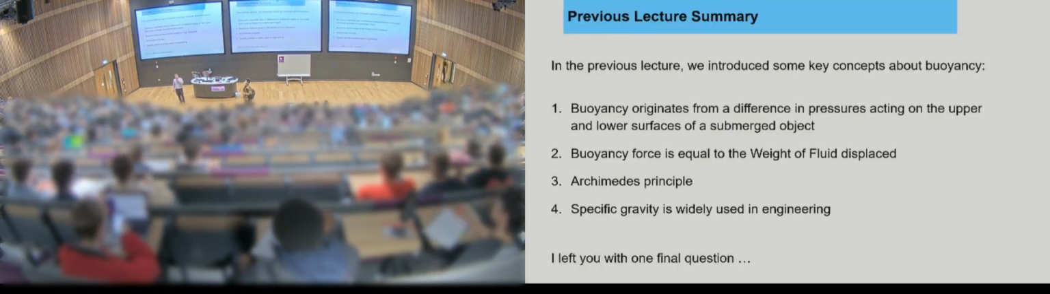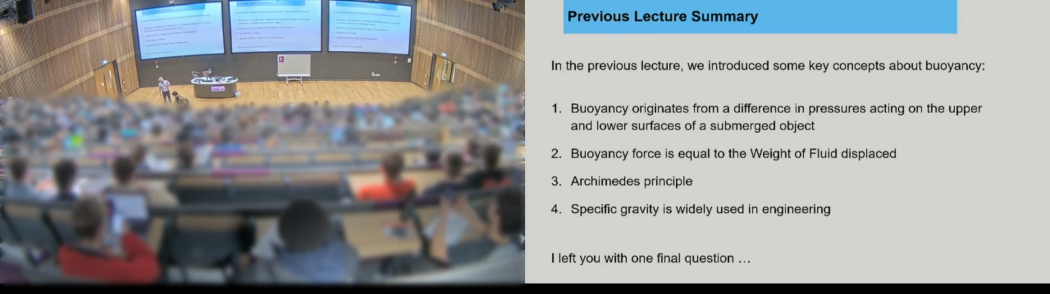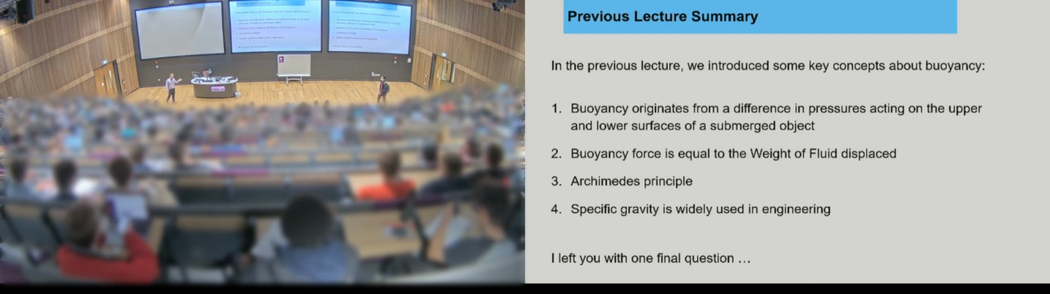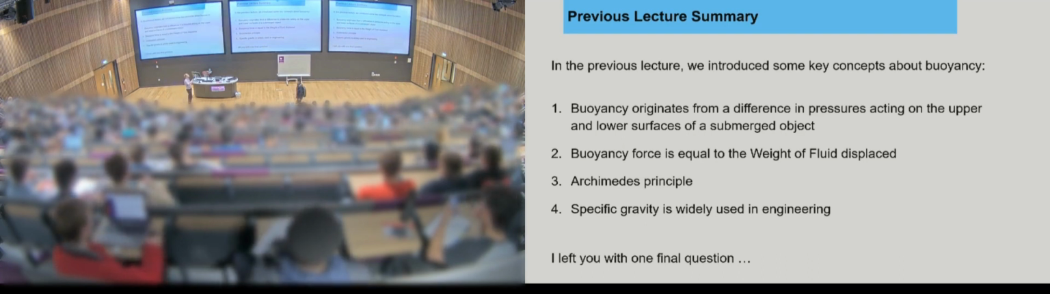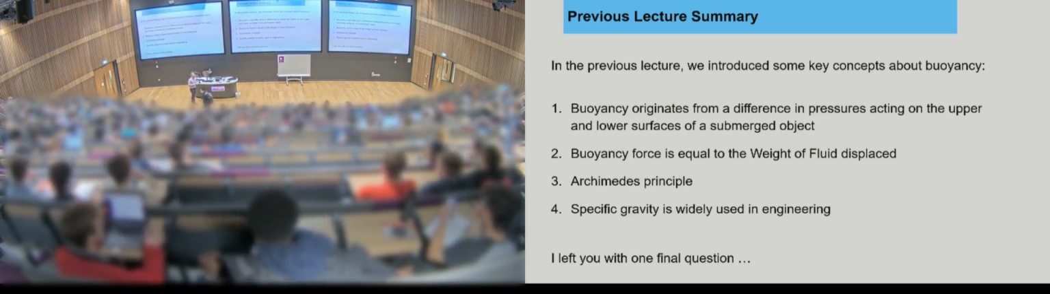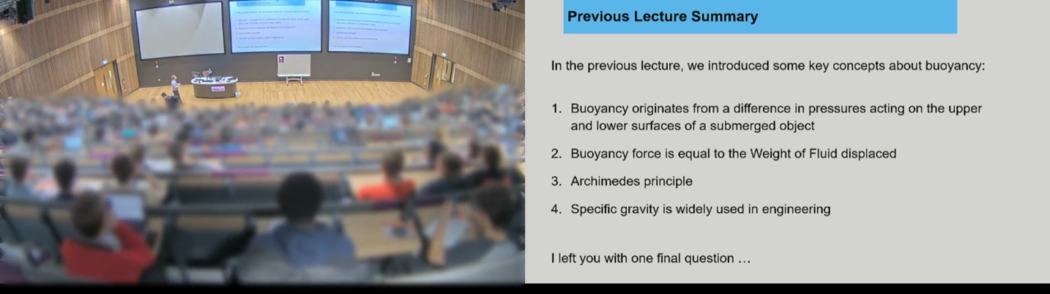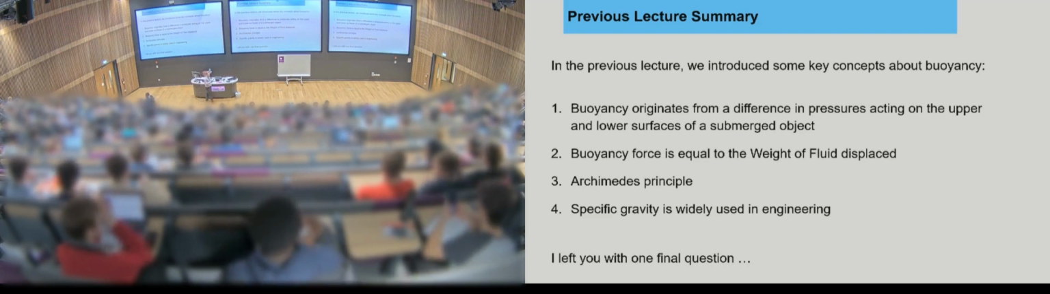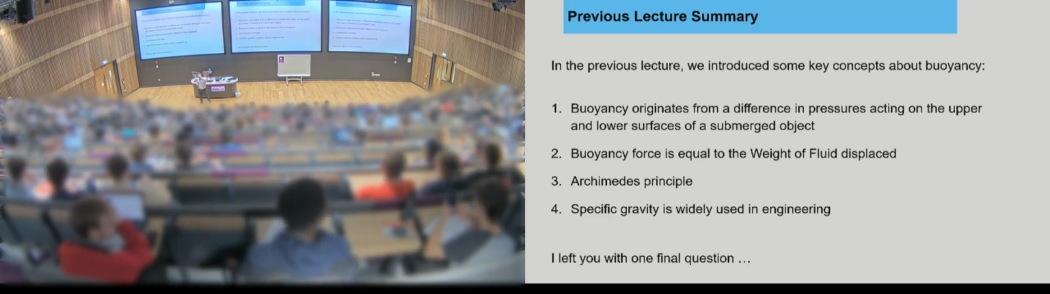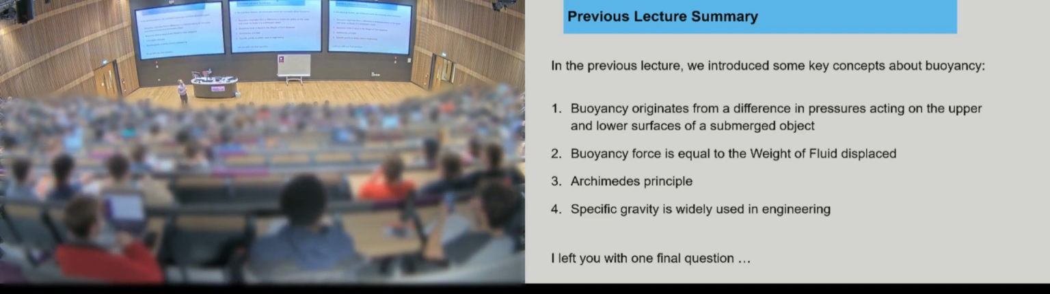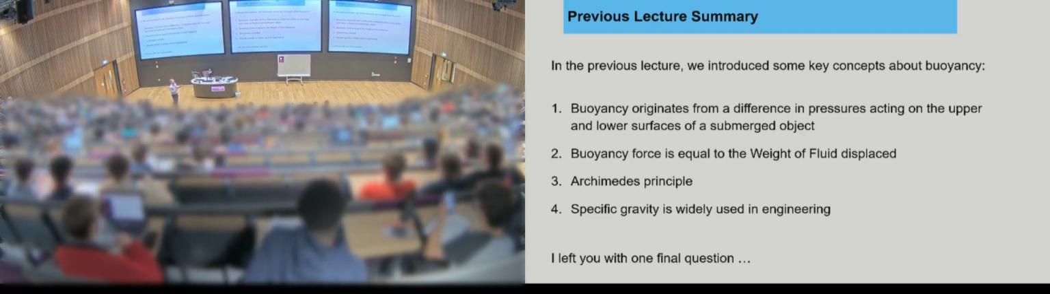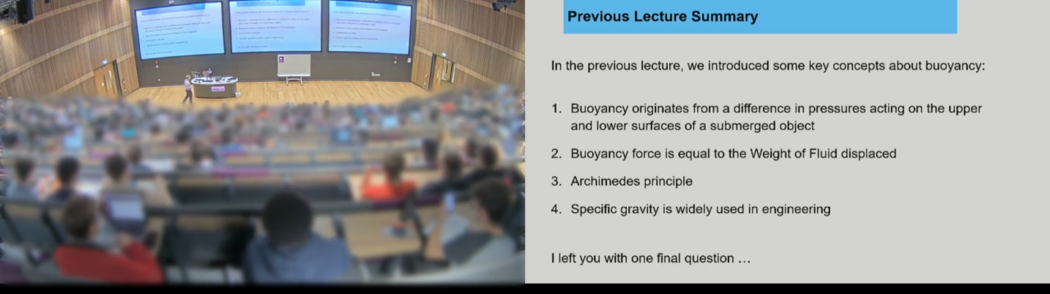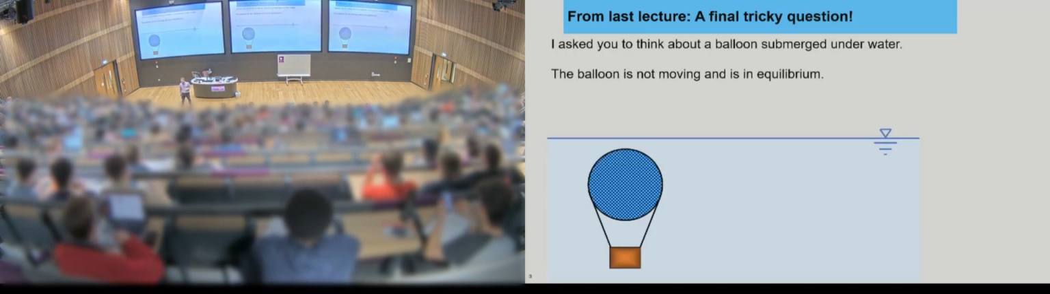In the previous lecture, we introduced some key concepts about buoyancy. It originates from a difference in pressure acting on the upper and lower surfaces of a submerged object. The buoyancy force is equal to the weight of the fluid displaced. Then we went into the Archimedes principle, which is basically what buoyancy is, and we also considered specific gravity. But at the end, I left you with a slightly tricky question.